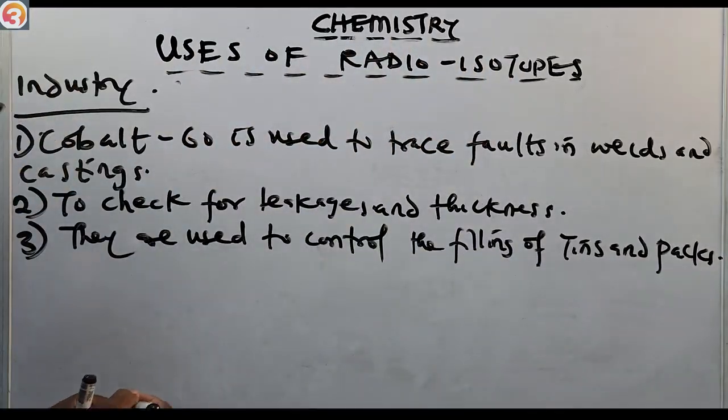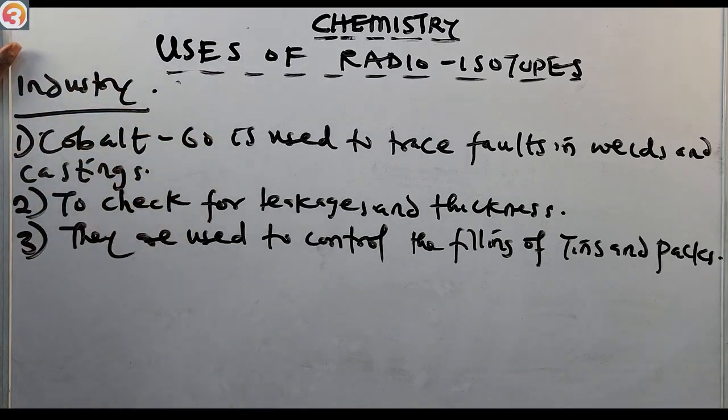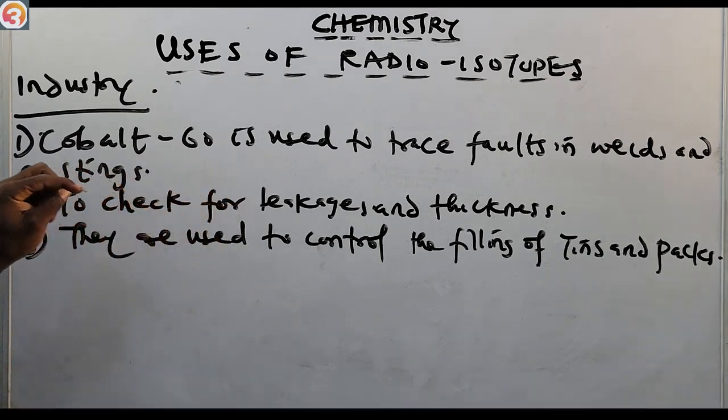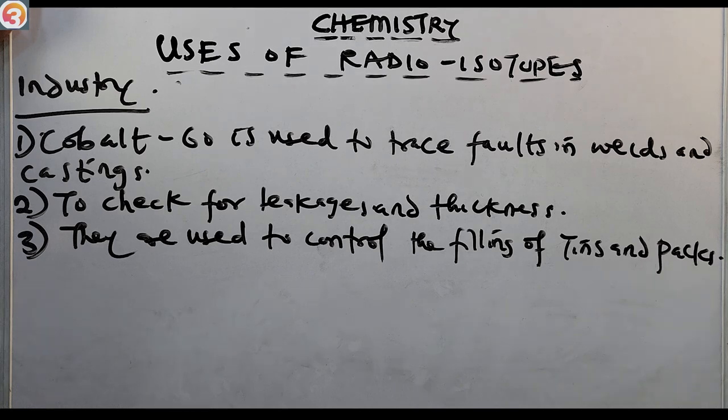So these are the areas whereby radioisotopes find application in the industry. Cobalt-60 to trace faults, and this one is very important, in welds and castings. To check for leakages and thicknesses. And they are also used to control the filling of tins and packs.